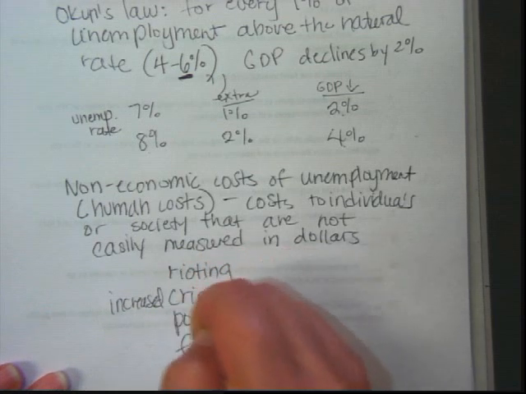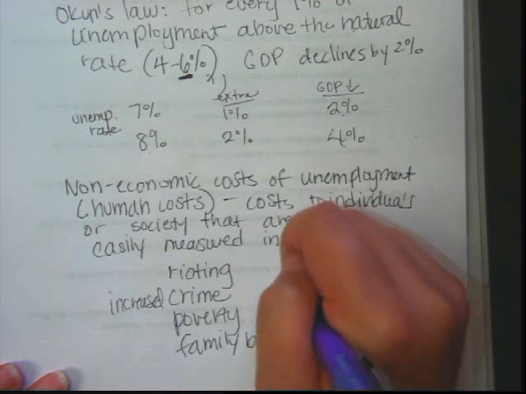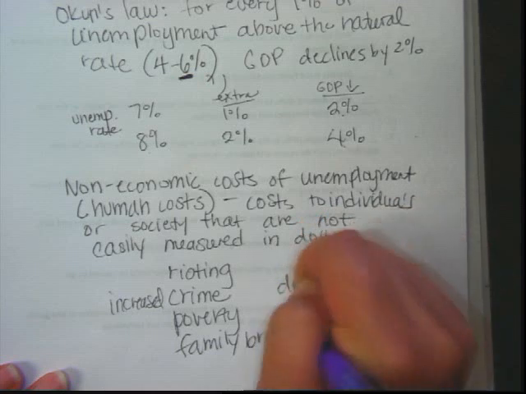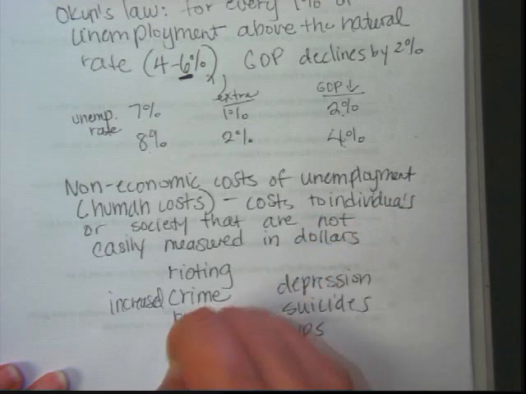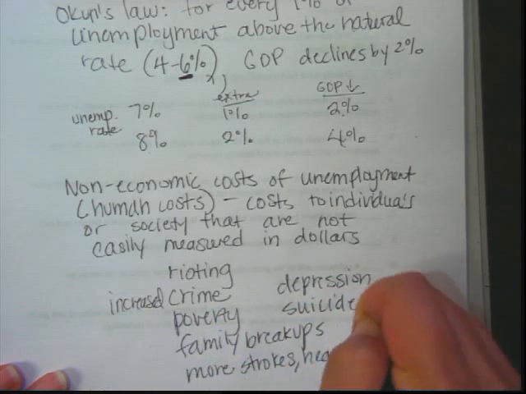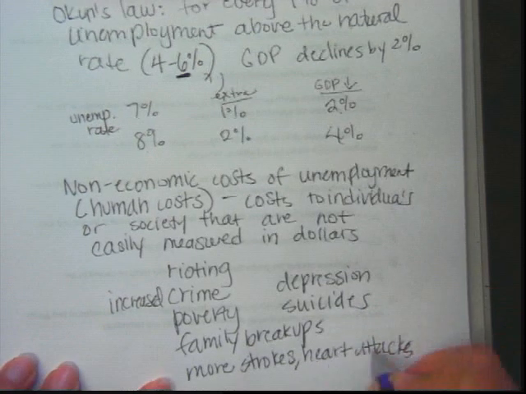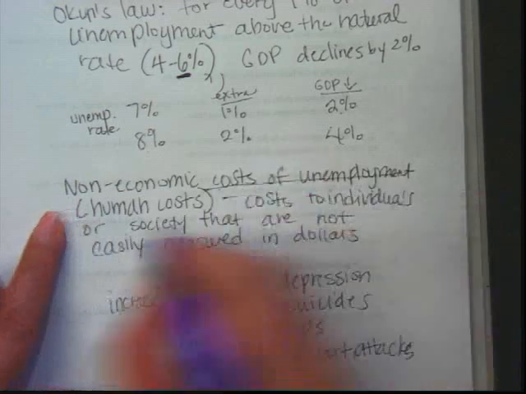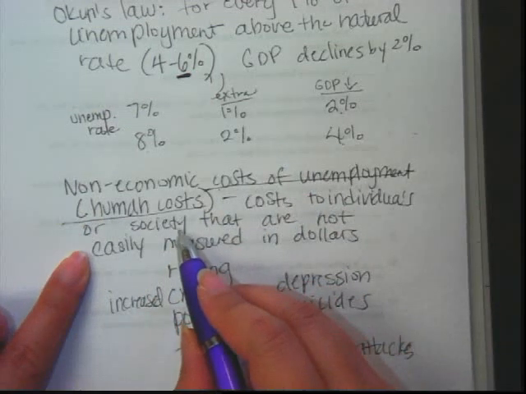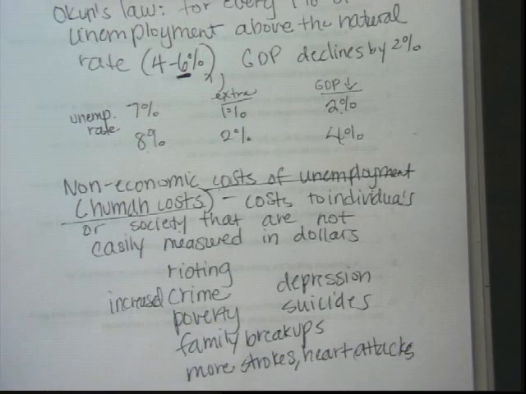Increased crime, poverty, family breakups, depression, suicides, worse. All this is caused by what? Higher unemployment. Yeah. But I want to point this out because there are some costs to society when we have a lot of unemployment that aren't measured in dollars. You know, we're talking about all these statistics, but really we're talking about people's lives. If we have prolonged unemployment, these kinds of things happen.